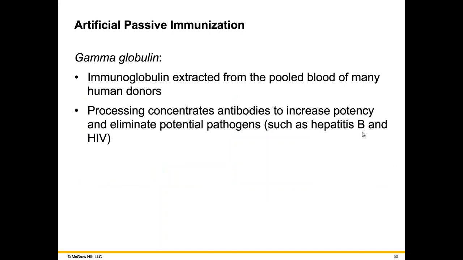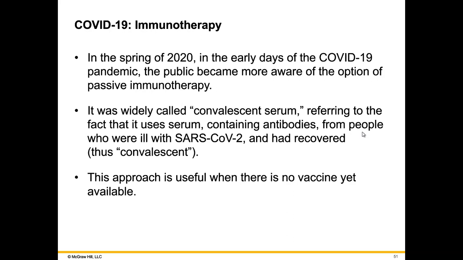Again, antibodies are immunoglobulins, and we extract them from human donors. They've contracted whatever pathogen of interest, and they've made antibodies for it. We're going to take some of their blood and concentrate those antibodies and then give it to a patient that is currently trying to fight off that disease. Some examples where this is used is in Hep B and HIV.